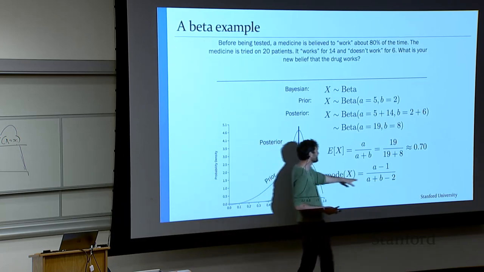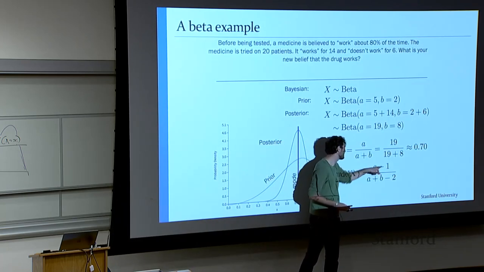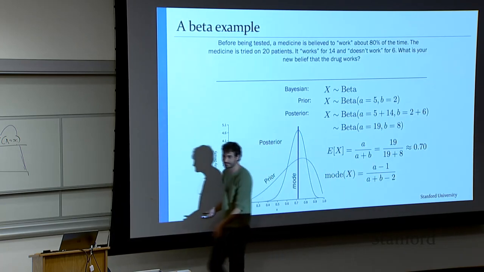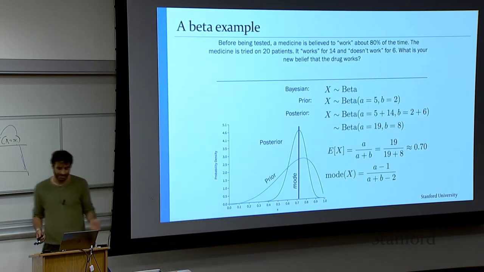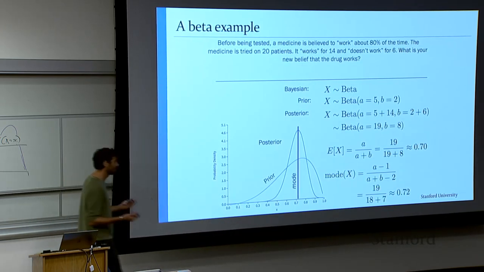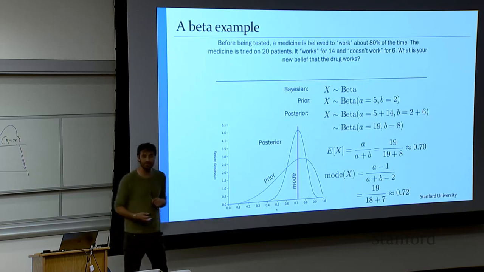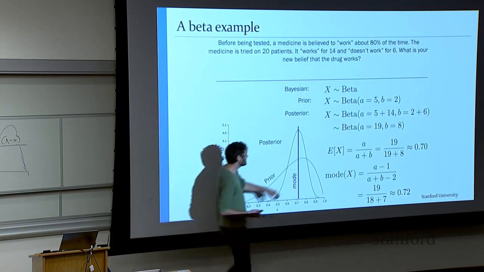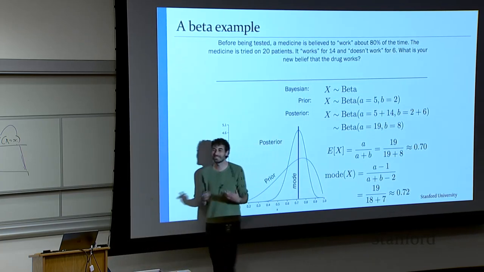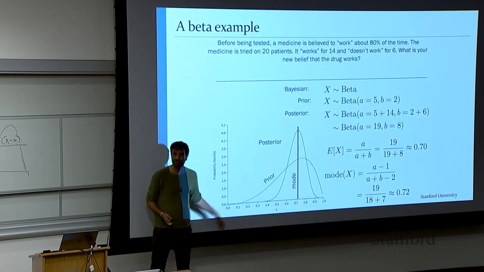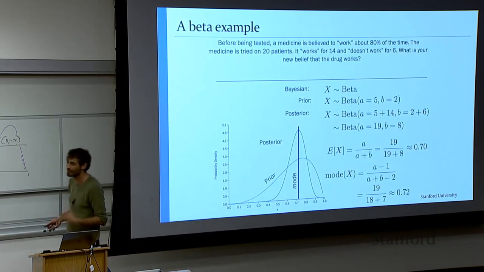The mode is actually number of heads divided by number of heads plus tails. And so if you did your mode and your mean, they're slightly different. But if there is one thing you took away from this, it's that single numbers are boring ways of representing probabilities, and distributions are so much richer. They capture so much more than single numbers.